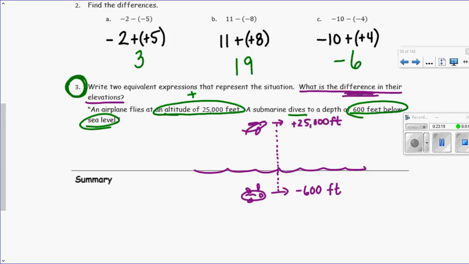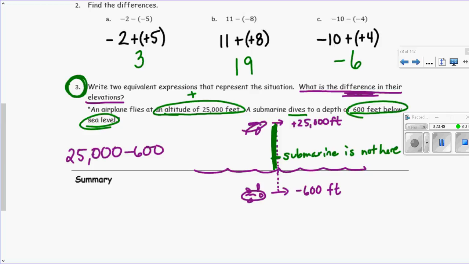I want to know the difference. The problem is when kids see difference, a lot of them do 25,000 minus 600, but that wouldn't tell me where the submarine was. That would actually place the submarine up here. And the submarine is not 600 feet above sea level. I want to know the elevation. All the way up 25,000 feet above the ocean, or sea level. So that's 25,000 feet just to get to the water. So I know that they're more than 25,000 feet away from each other. It's basically another 600 feet to get there.